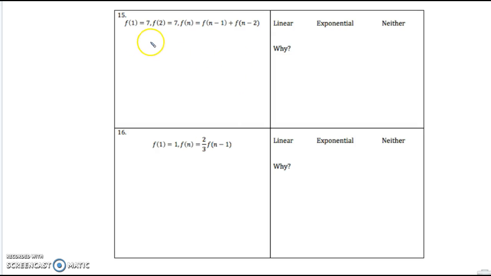15. Here we get x and y 1 is 7. I'm going to have to do a second video. Sorry.